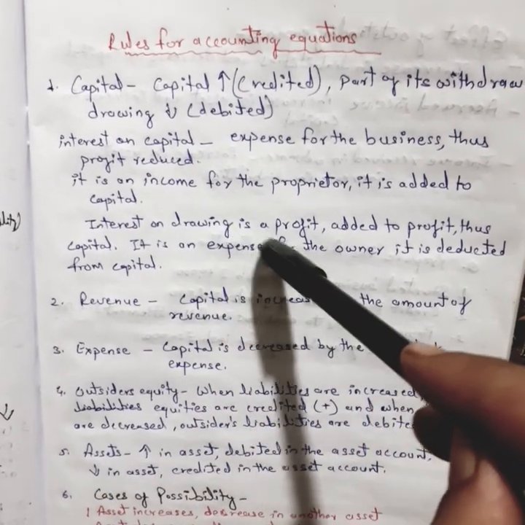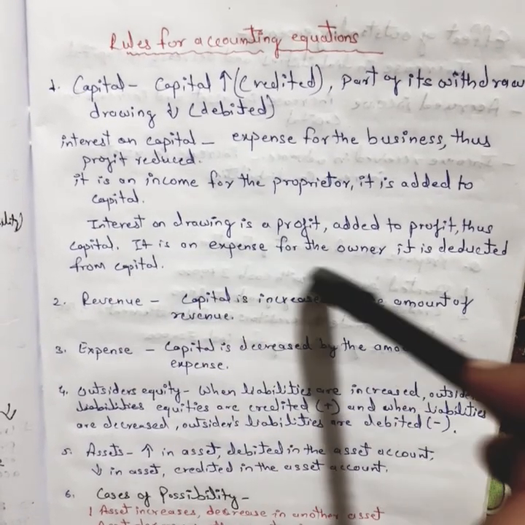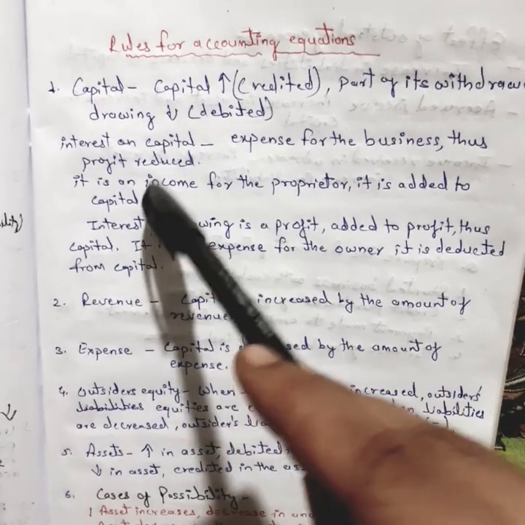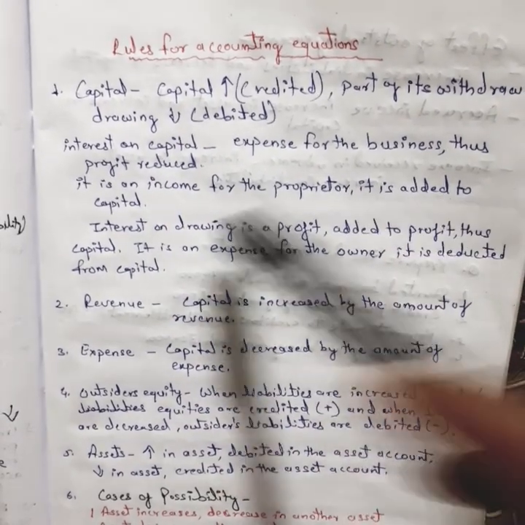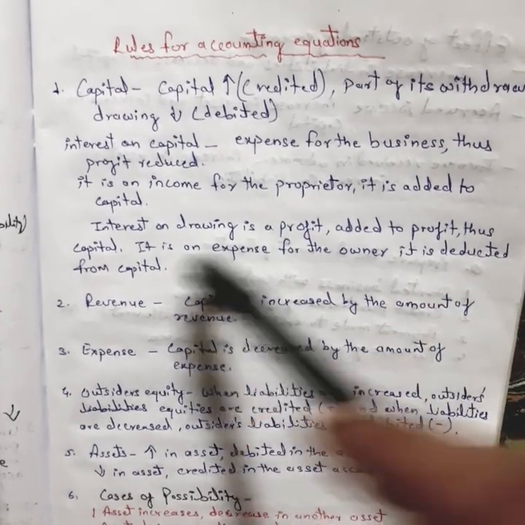Interest on drawing is a profit added to the profit. It is an expense for the owner, so it is deducted from the capital. So if interest on capital is given, what you have to do is add it, and if interest on drawing is given, it has to be deducted from the capital.